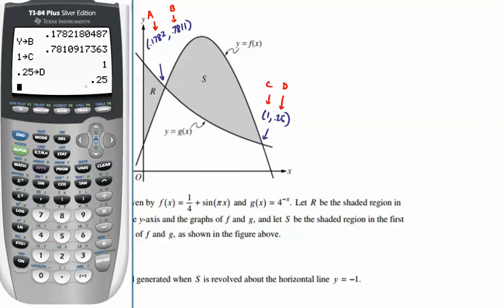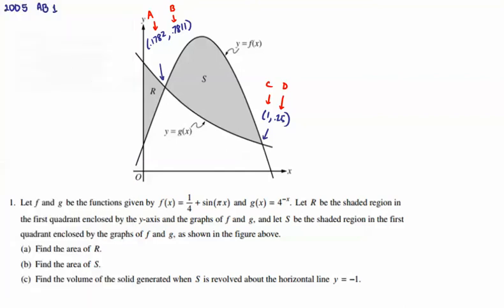Alright, so what I want to do now is to set up my integral, and I'm going to close down the calculator for a second, and for part A, then my integral would be the integral, and the limits of integration are going to be from 0 to what I've called A, and the top function is g of x, so g of x minus f of x dx.